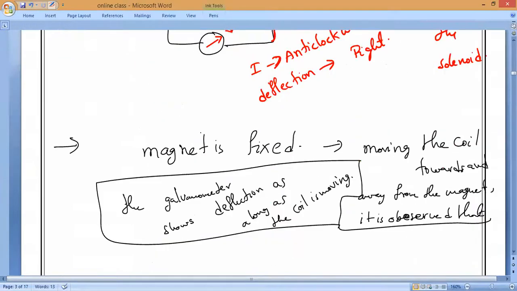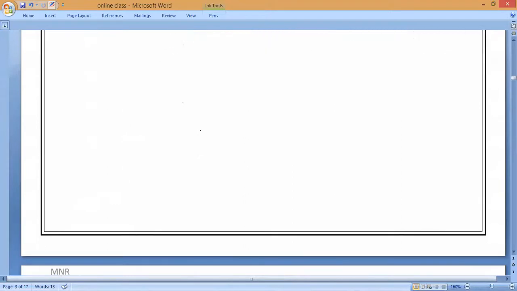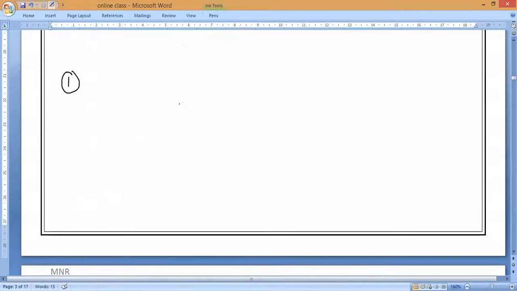And the next point is that the strength of the induced current depends on three factors. What are the three factors? Anybody can tell me, guys? How does the strength of the induced current depend on these? What is the first factor? Anyone of you?